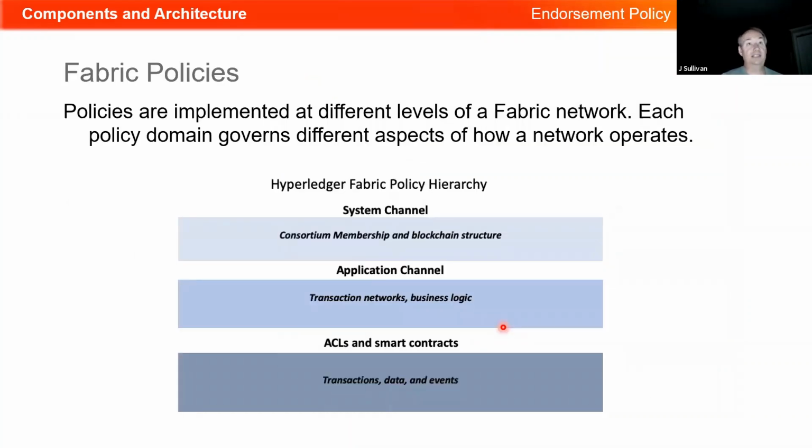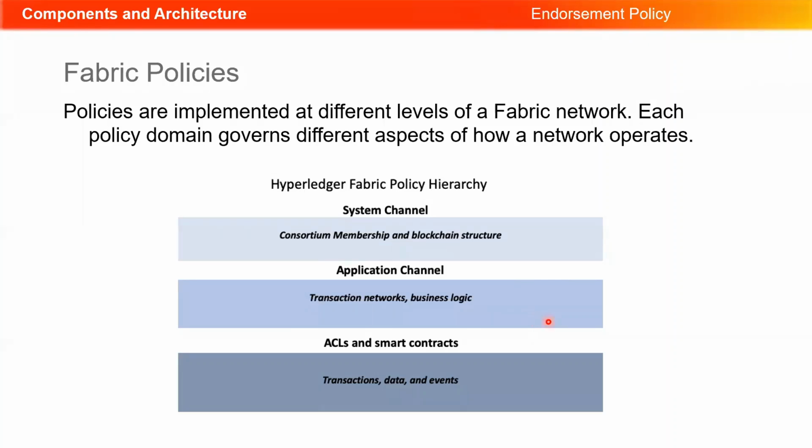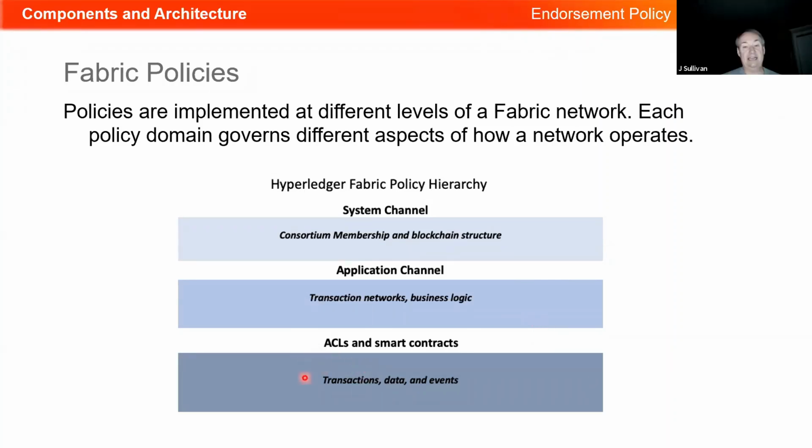A few policies here. So policies are implemented at different levels. Each domain governs different aspects of how the network operates. We can see here we have a system channel, of course, consortium members and the blockchain structure. We have an application channel where the business logic is executing. And then finally, we have our ACLs and smart contracts. So this is our membership, our users, and the data and events of our smart contracts. So different policies running at different levels.